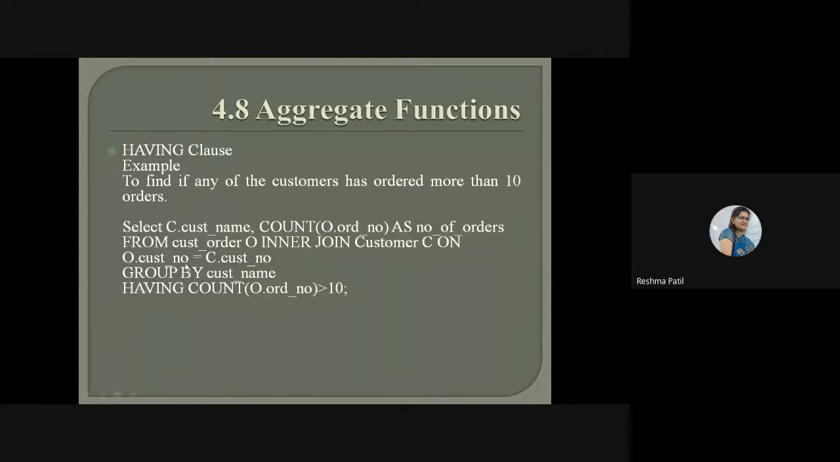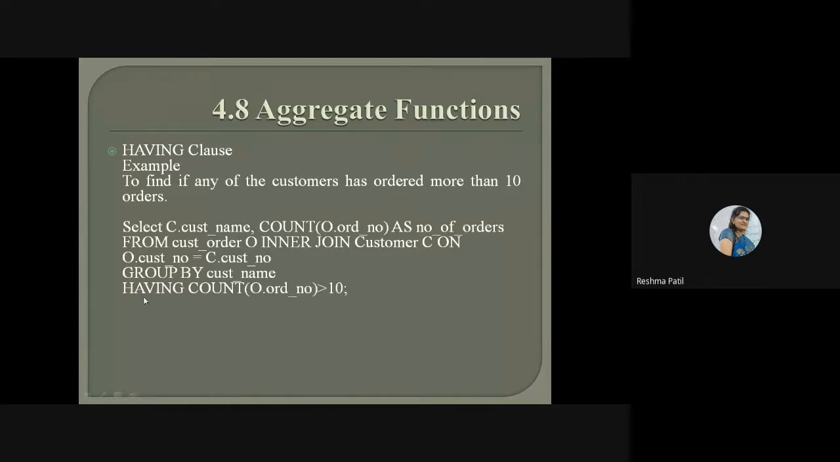Here is the example. To find if any of the customers has ordered more than 10 orders. Here we have to make a GROUP BY customer. Customer wise we are going to show the record. What number do we have to check? We have to check whether that customer has ordered more than 10 times. That customer we have to find. So that clause is written inside this HAVING: HAVING COUNT of O.order_number is greater than 10.